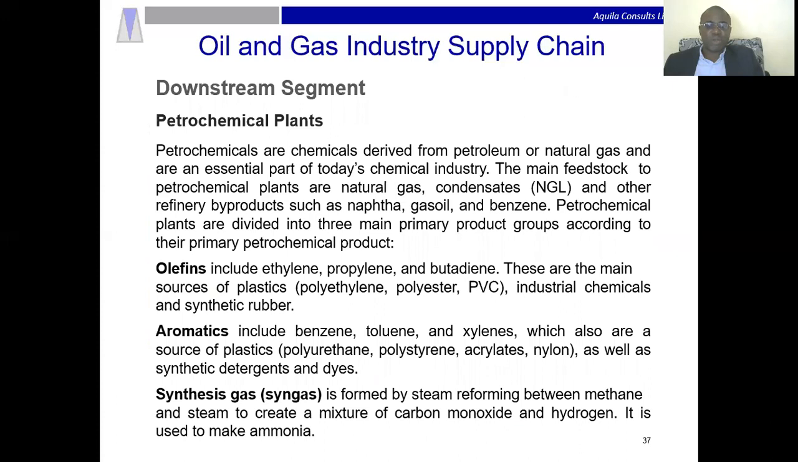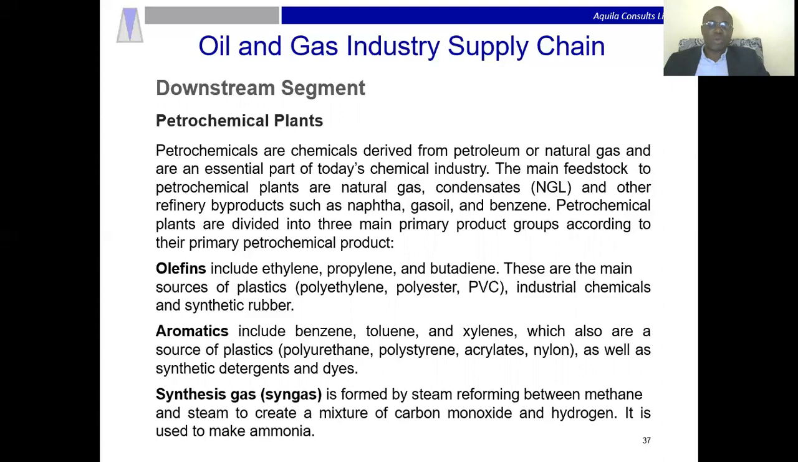Now, downstream also includes petrochemical. So you will see the petrochemicals are chemicals derived from petroleum or natural gas, and they are an essential part of today's chemical industry. Their main feedstock are natural gas or condensate and NGLs. So those are the things that could be used by petrochemical plants to provide end products, which include naphtha, gas oil, benzene, and also plastics, actually.